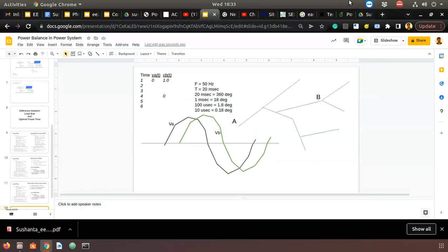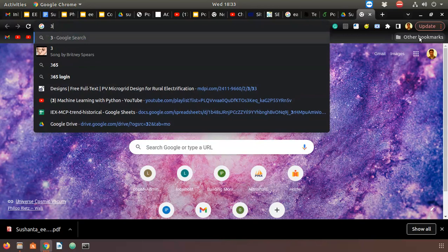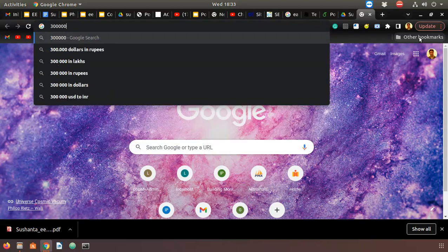Now, what is the speed of light? 3 into 10 to the power of 8 meters per second, right? So I'll remove the 3 zeros, and now this will be kilometers per second: 3 into 10 to the power 5.